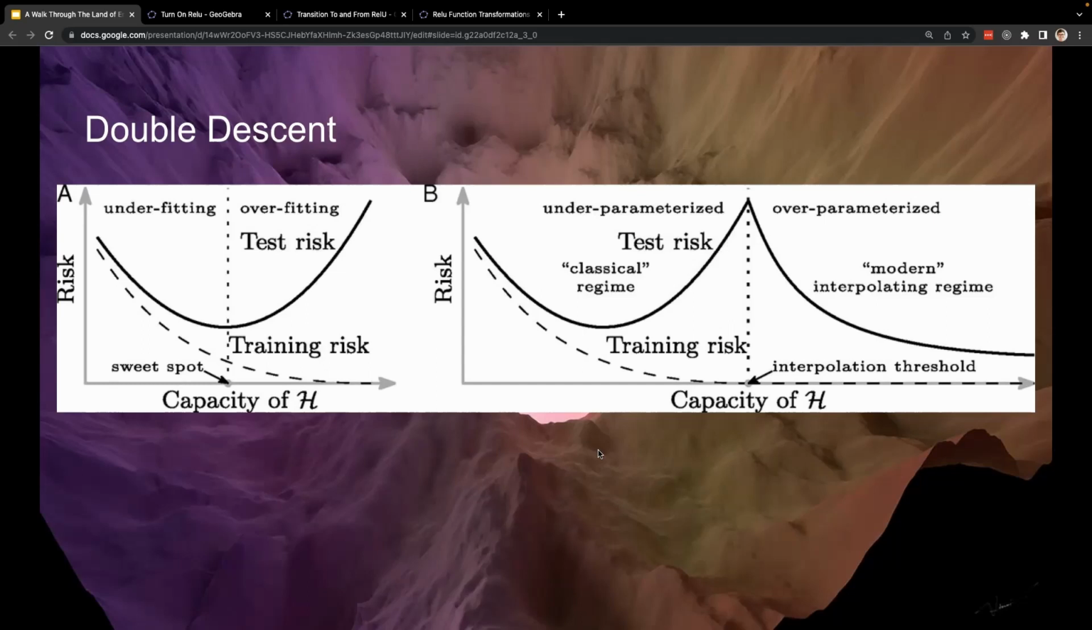But this is not always true. If you do polynomial regression with 50 data points, you're going to overfit up till polynomial degree 50, and you will then have loss 0. But as you go to polynomial degree 51, 52, 53, it doesn't suddenly double descent. It just craps out even worse. What if you go to 150? It just keeps getting worse and worse and worse.